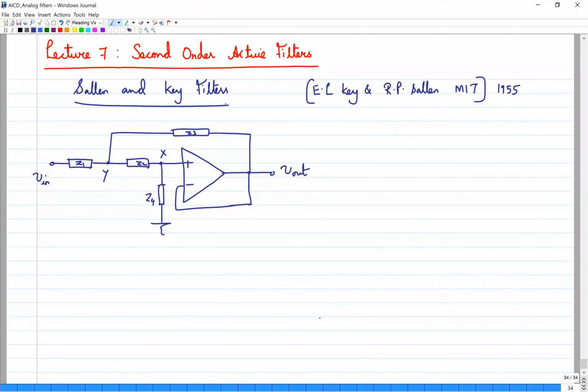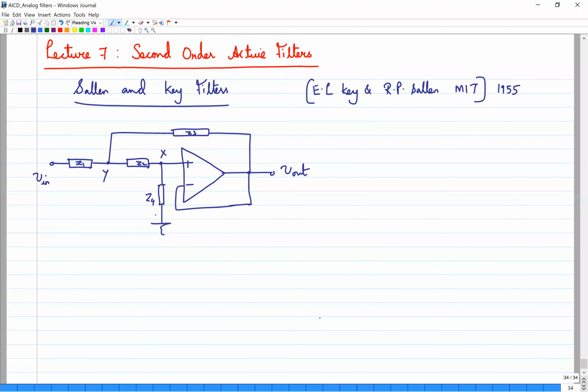Sallen and Key proposed this topology for active second order filters using an op amp and four impedances connected in this particular fashion. There are series impedances Z1 and Z2, but from the points X and Y, one impedance is connected to ground and another is connected to the output side. In this case, the op amp is simply serving as a unity gain buffer.